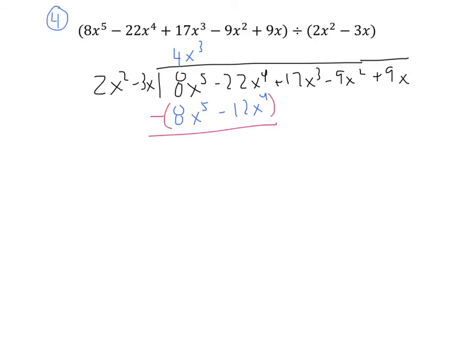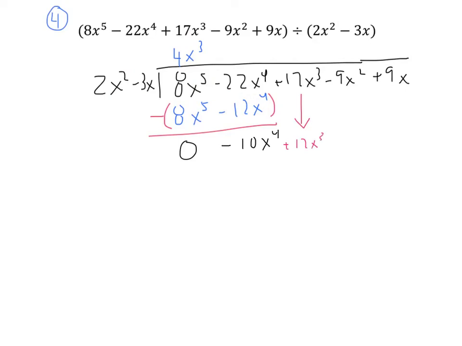So when we subtract this, we get 8x to the 5th minus 8x to the 5th, that's 0. And then negative 22x to the 4th minus negative 12x to the 4th, right? Remember, this minus and this minus will become plus. So this is negative 22x to the 4th plus 12x to the 4th, right? What does that give me? That gives me minus 10x to the 4th. Right? Let's bring this down. So we have plus 17x cubed.